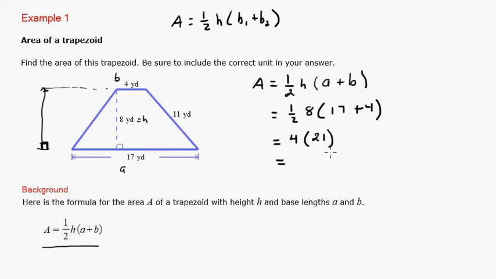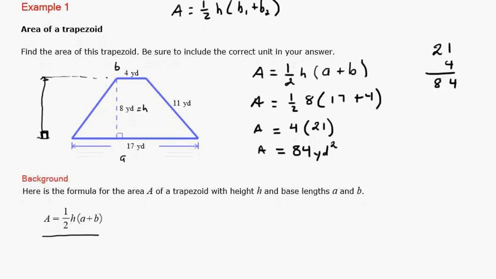So 4 times 21, that shouldn't be too hard to do. 4 times 1 is 4, 4 times 2 is 8, so we get 84. It looks like yards, so it would be yards squared, because it's area. That's it. That's all you have to do.